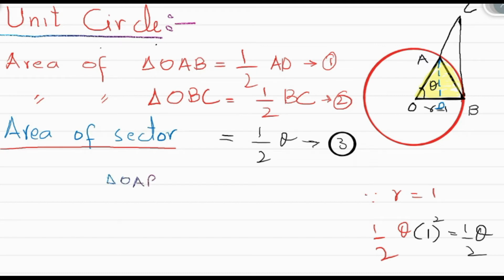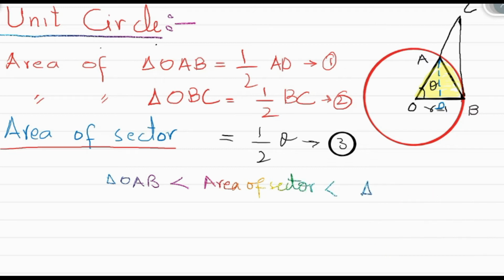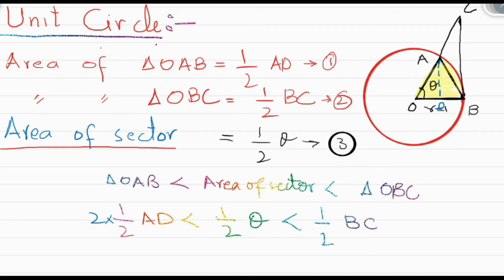It is clear from the figure that the area of triangle OAB is less than the area of the sector, and the area of the sector is less than the area of the larger triangle, which is the right angle triangle. So I am putting in the values: half AD is less than half theta, which is less than half BC. I multiply the whole inequality by 2 to get rid of the 2s, and I am left with AD is less than theta, which is less than BC.